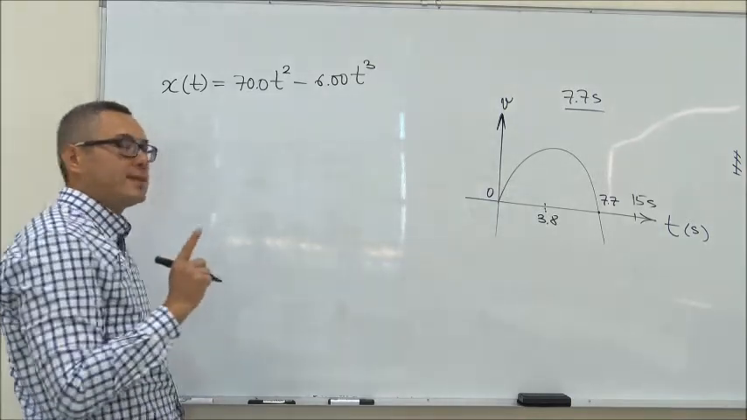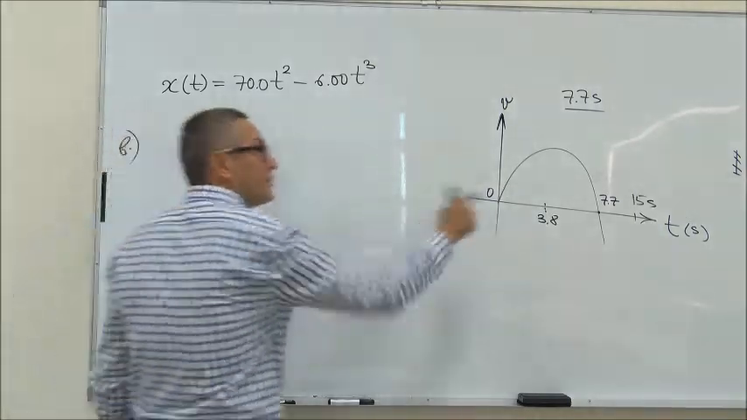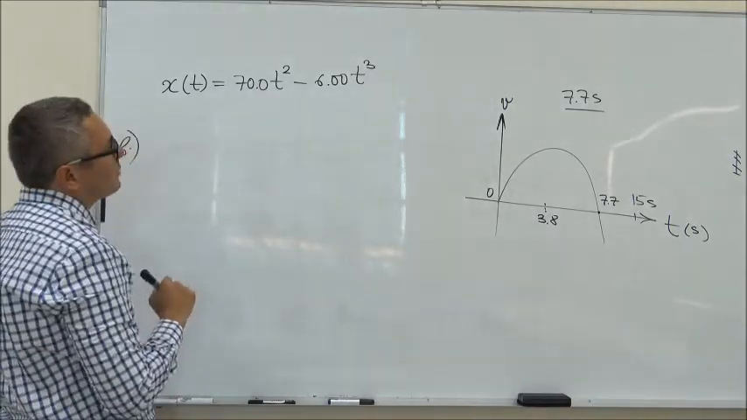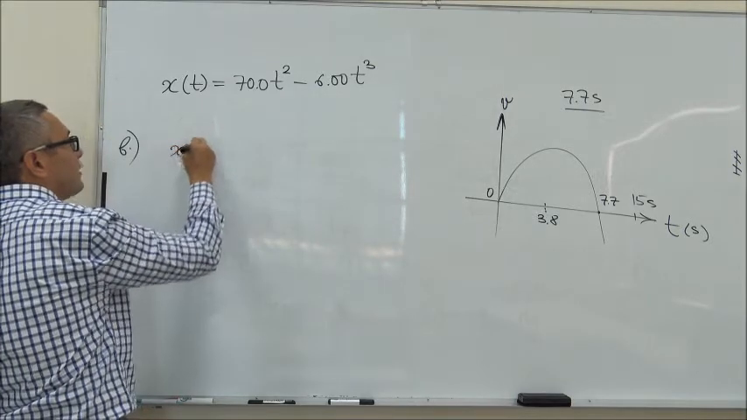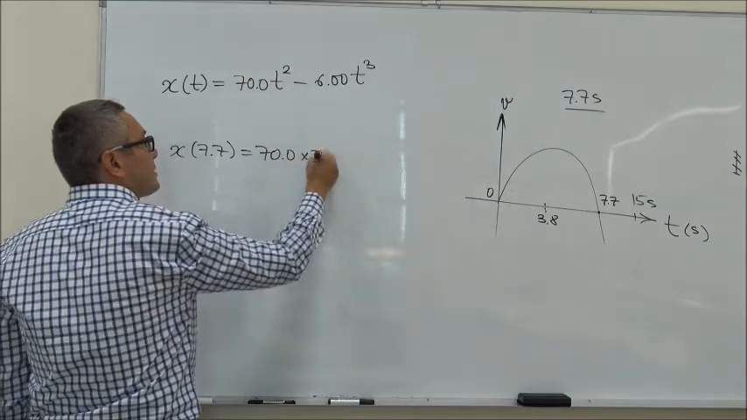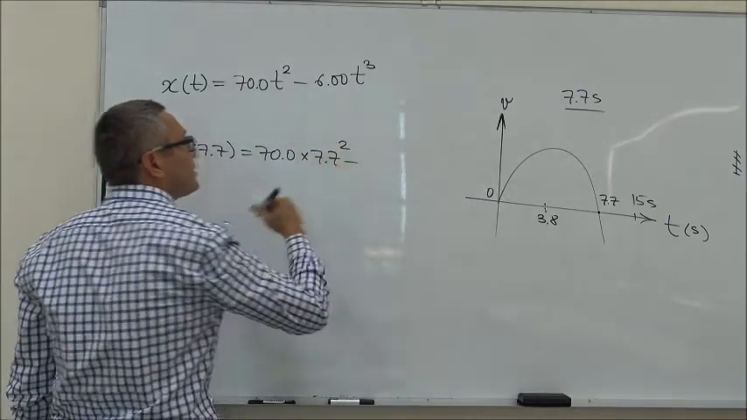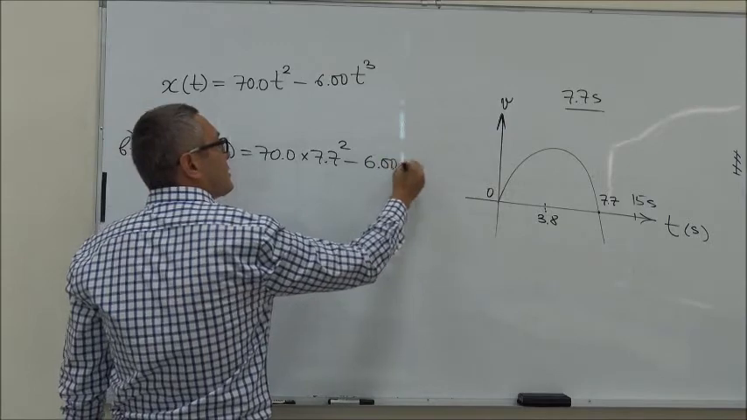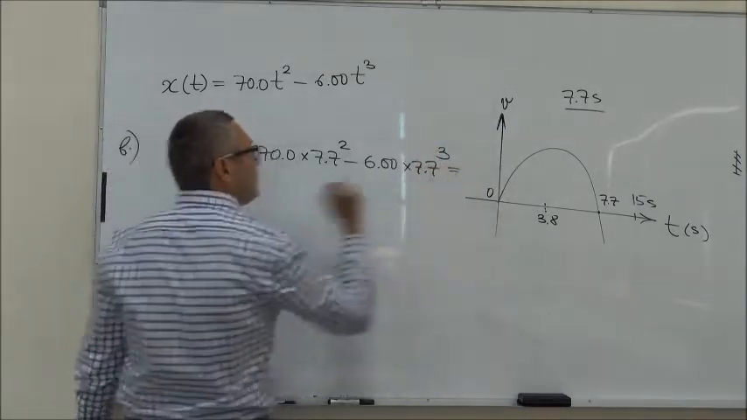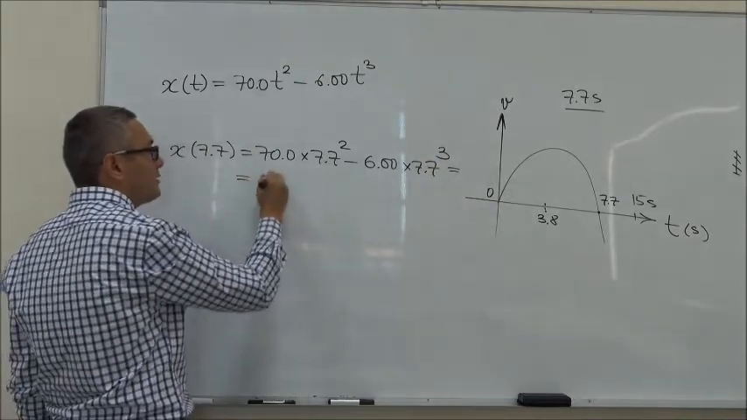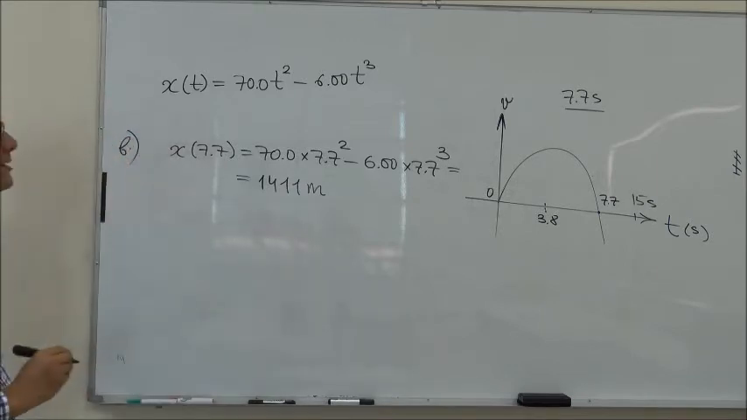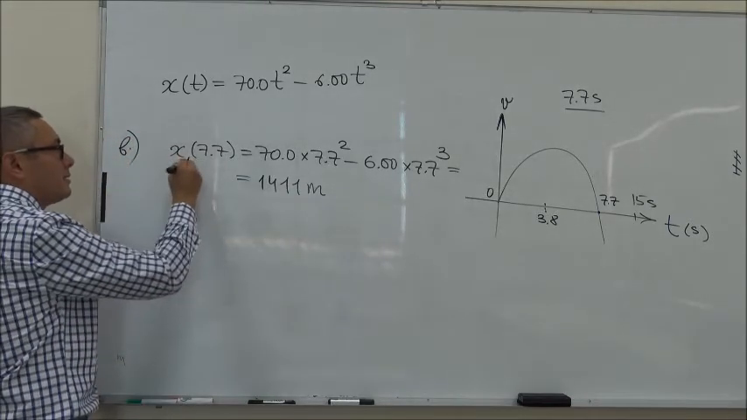So the displacement of the particle covered in the first 7.7 seconds can be found from this equation. So x of 7.7, which is 70 times 7.7 squared, minus 6 times 7.7 cubed. If you do the math here, this gives you 1,411 meters. So let's call this x1.